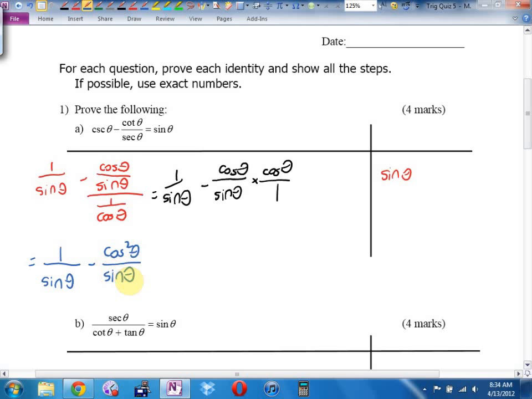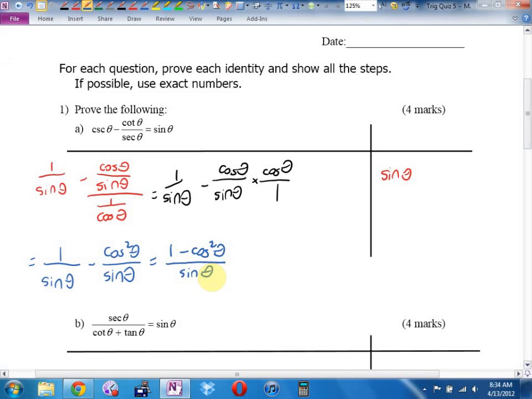I said, well, this is very convenient. I have a common denominator. Here I have 1 single term. Here I have 2 separate fractions. I might want to write them as a single fraction. Why, I think I would. And when I do that, I get 1 minus cos squared theta all over sine theta. And it was right about here that I got my nerdy adrenaline rush where I went, aha, I see it.